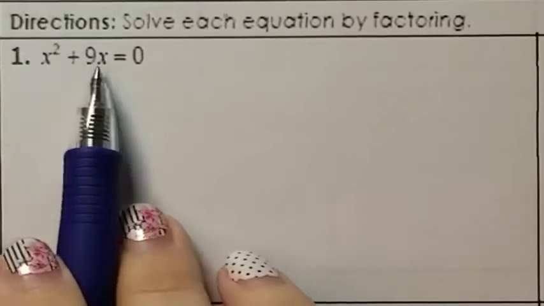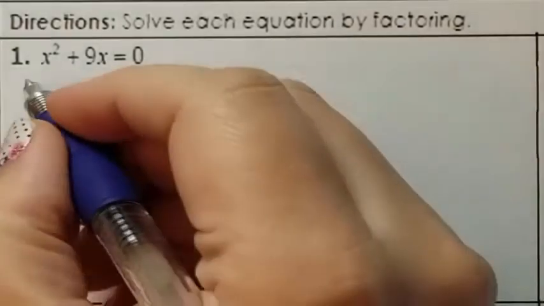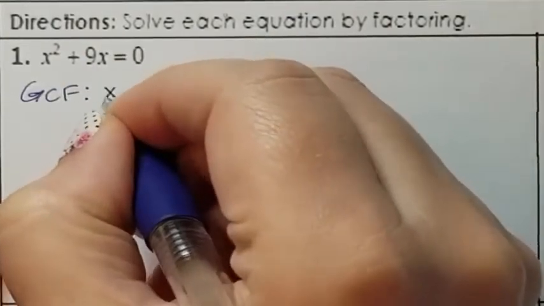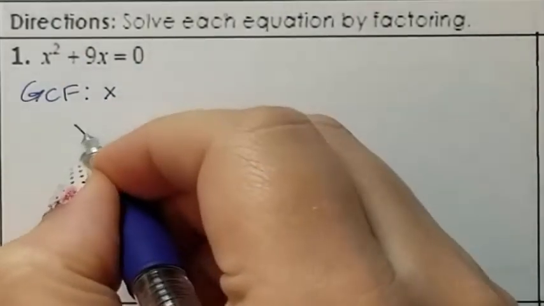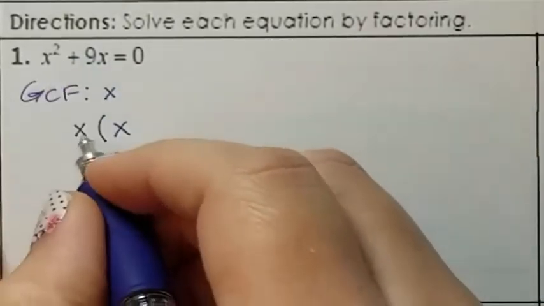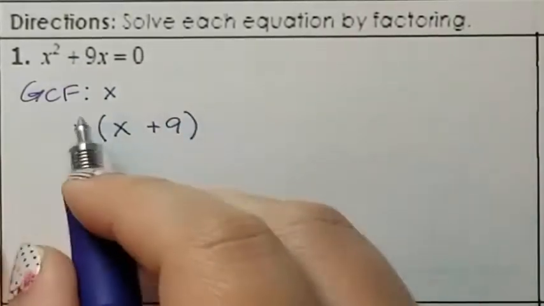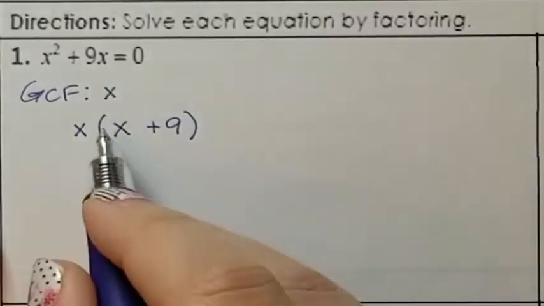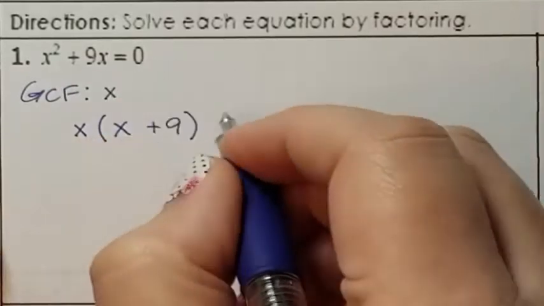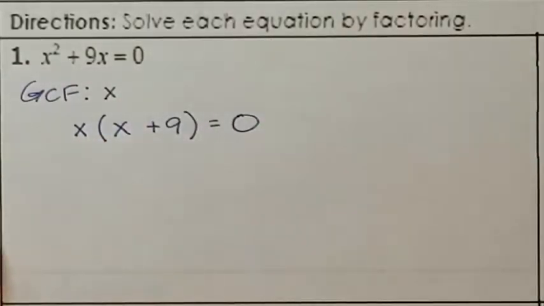So the first thing I always need to look for is a GCF. I see that they have no number GCF in common, but I see a variable of an x in common. So if I factor an x out, x times x would give me the x squared. X times a positive 9 would have given me the 9x. So this is me factoring out the x. This entire problem had originally equaled 0, so it still equals 0.